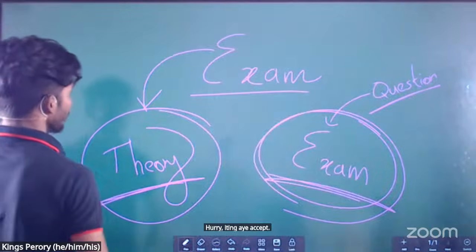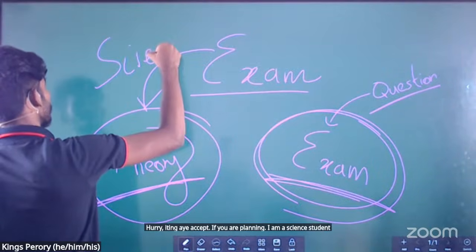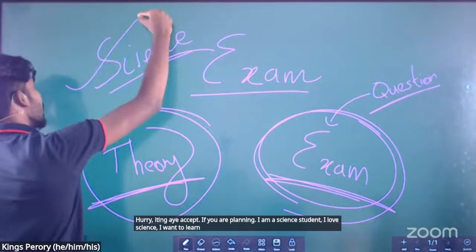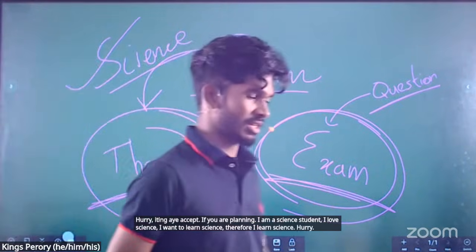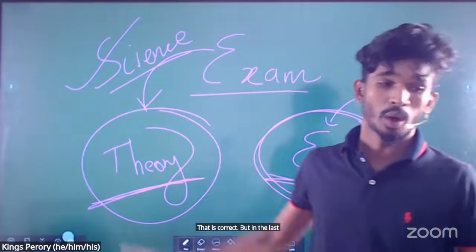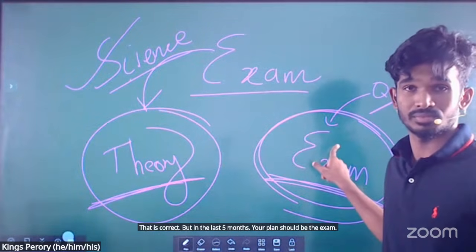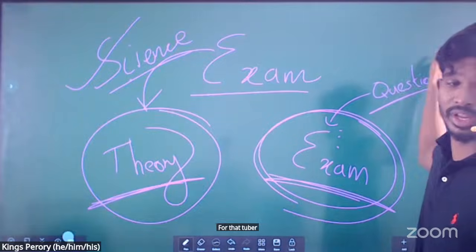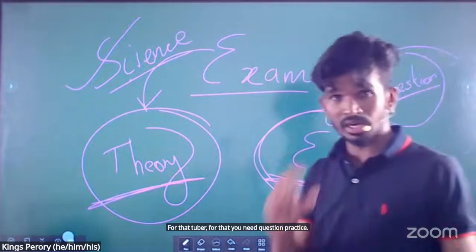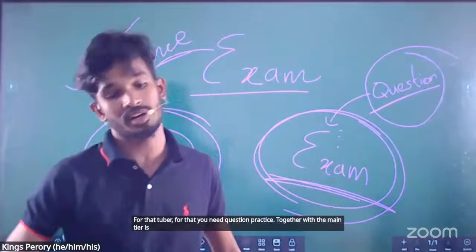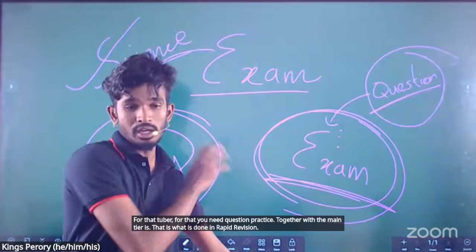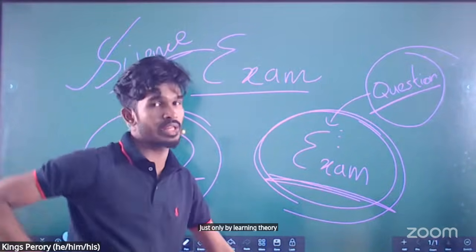If you are thinking, I am a science student, I love science, I want to learn science, therefore I learn science, that is correct. But in the last 5 months, your plan should be the exam. For that you work. For that you need question practice together with the main theories. That is what is done in rapid revision. Just by learning theory, if you go to the exam, you can't score.